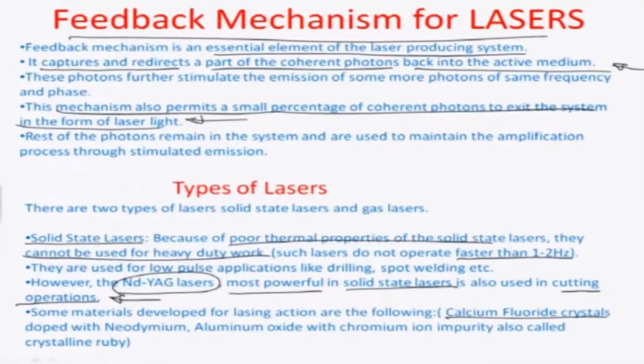Some materials which are developed for lasing action are calcium fluoride crystals doped with neodymium, and aluminum oxide with chromium ion impurities, also called crystalline ruby, and so on and so forth. These materials are typically the lasing medium which would do all this population inversion, stimulated emission, and so on and so forth.